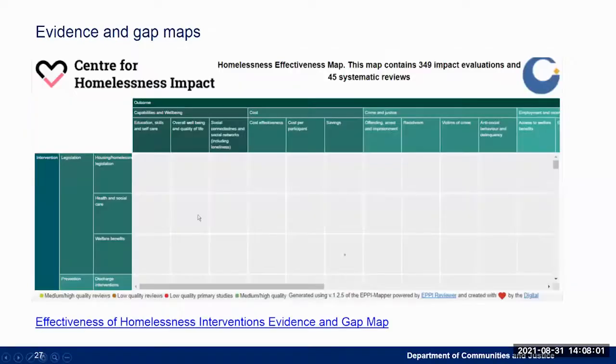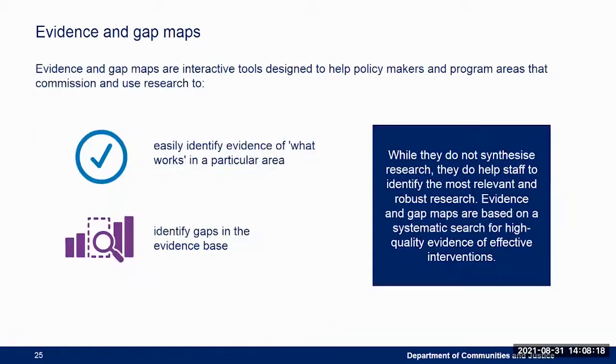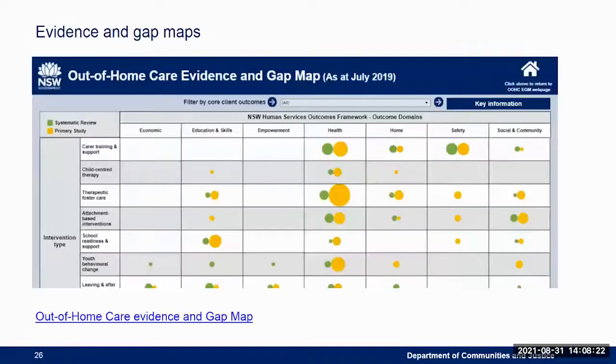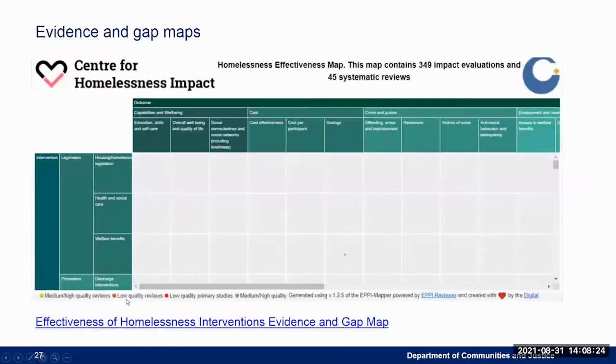Here is our, just go back. Well, I'll mention this one because it is having problems here. This is the UK Centre for Homelessness Impact. They have a gap map on effectiveness of homelessness interventions. So I've used that a little bit in my work. Sorry, it's just a bit glitchy here for some reason. It just doesn't want me to go on that.